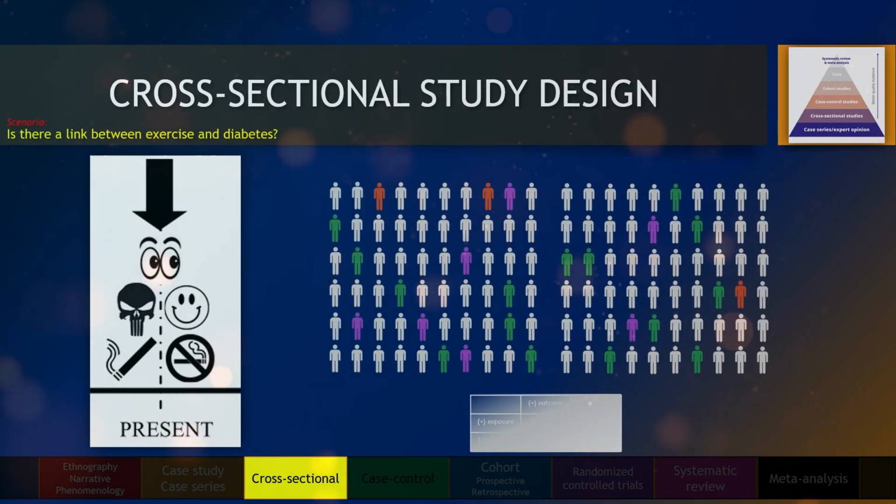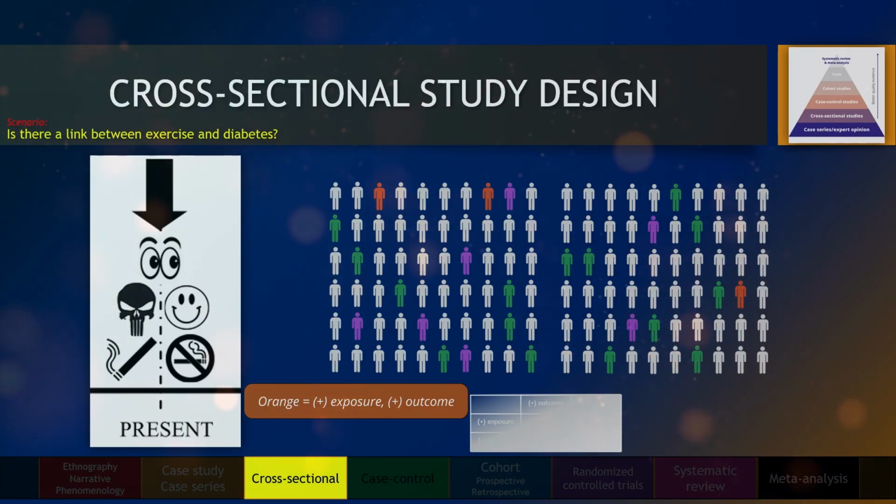Let's go back to our scenario of determining the association between exercise and diabetes. Let's assume that we have a total of 100 respondents, randomly selected from our study population. After our survey, we were able to determine if each one has the actual exposure, which is exercise, and outcome, which is diabetes. I color-coded them here as follows. The orange icons refer to those with both the exposure and the outcome, meaning those who do exercise and who have diabetes.